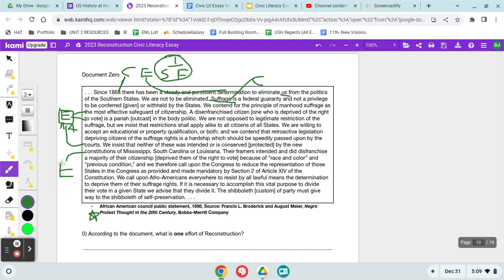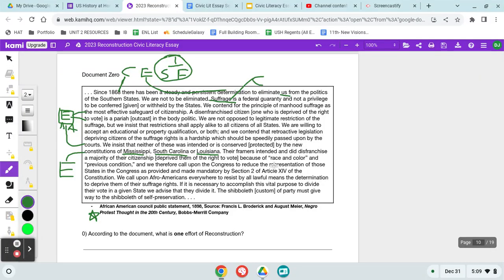these are racist efforts by the states to limit the right to vote of racial minorities in them, right? "Their framers intended and did disenfranchise a majority of their citizenship because of race and color." Yeah, this is what I thought it was, right? And this is where you can bring in outside information. We'll talk about this later.